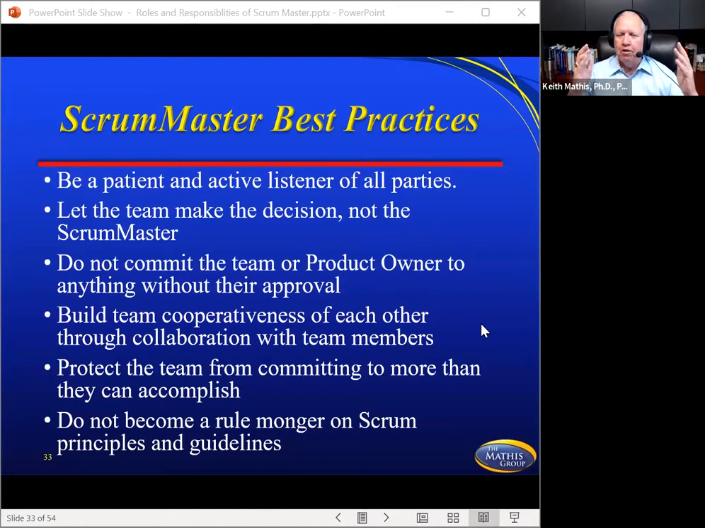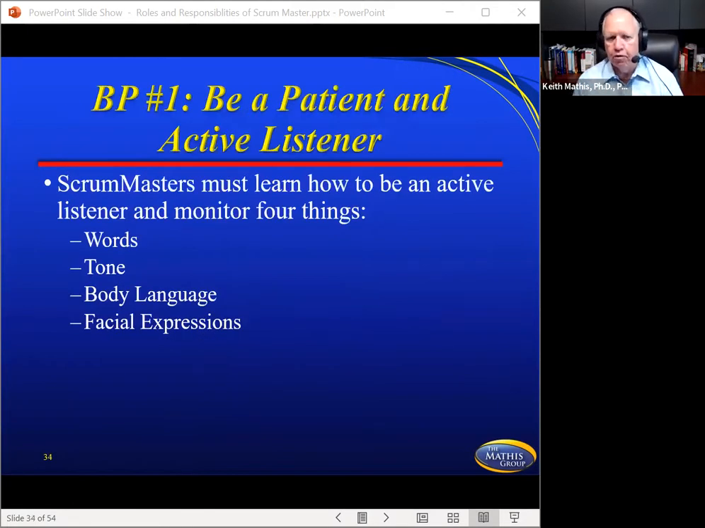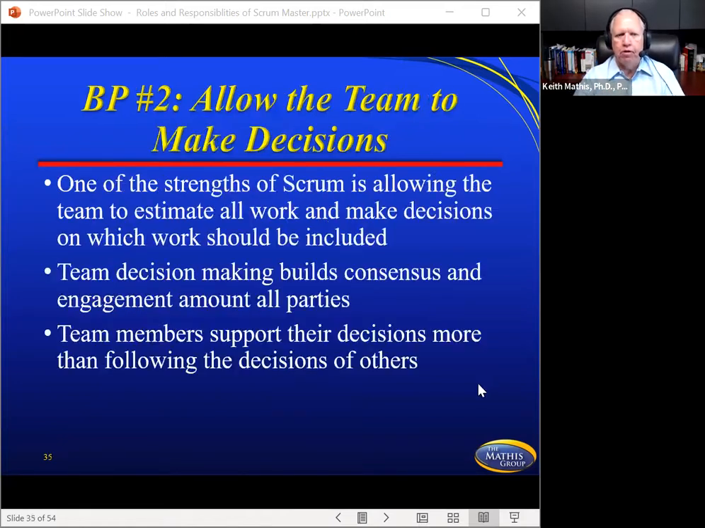And sometimes you're doing the best you can do with what you have, and we have a little hiccup. And so we're trying to fix that. And that's going to be true even with some of your Scrum projects. There's no silver bullet. So let's break these best practices apart real quick here. Being patient and an active listener. Scrum Masters have to learn to be an active listener, and they monitor 4 things: the words, the tone, the body language, and facial expression. Good facilitators do that all the time. So you're doing your best to be able to calm something down and to be able to move it along.